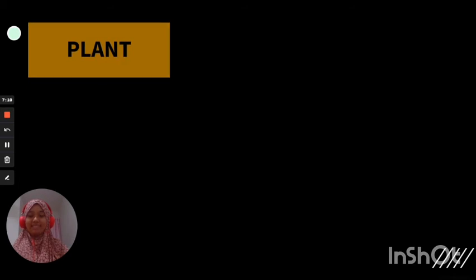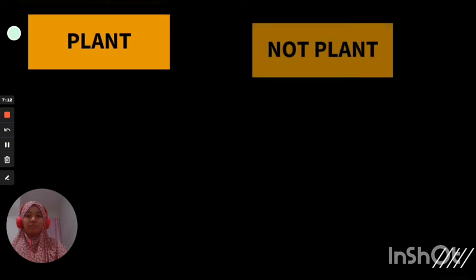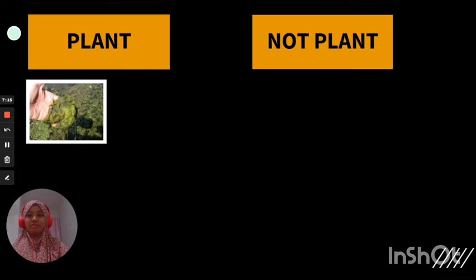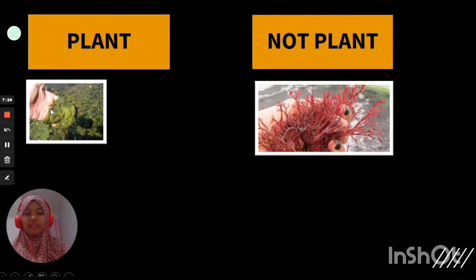So now let's differentiate them. I have a plant and not plant column. Okay, first one, this is green algae. It is a plant. It makes its own food. And this is red algae. Red algae does not make its own food. Red algae will take food from other plants.